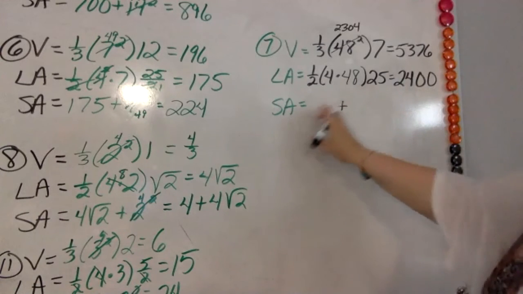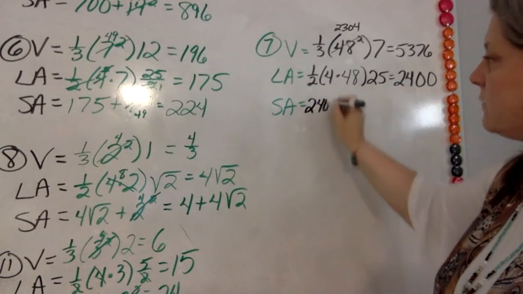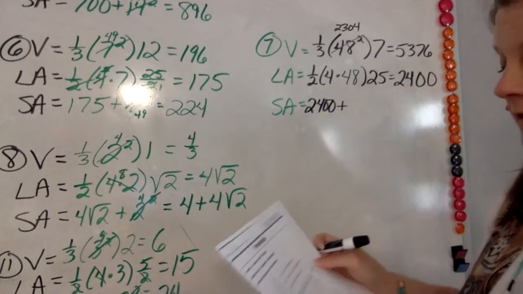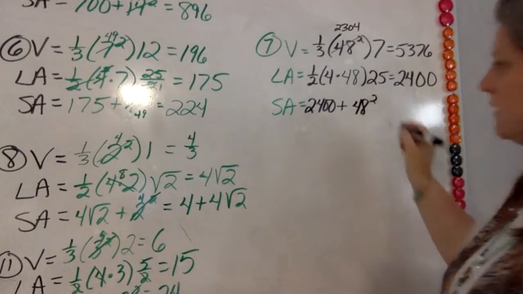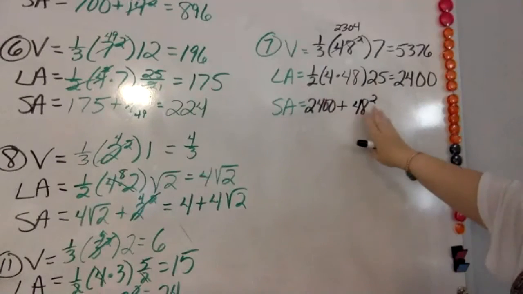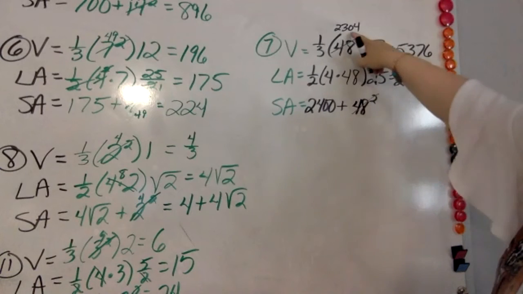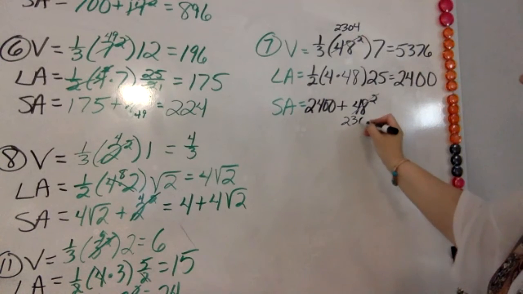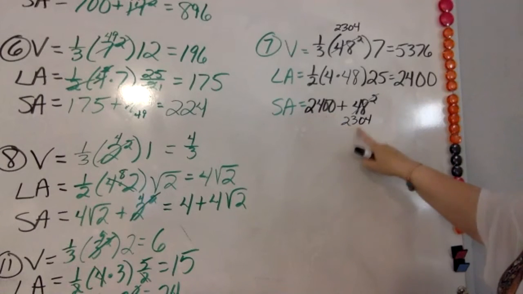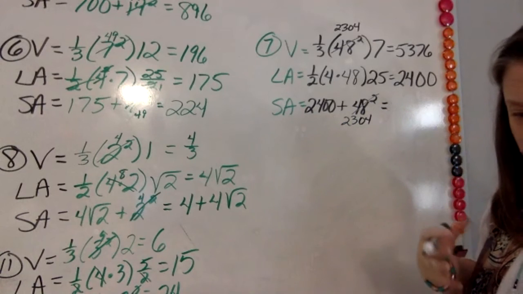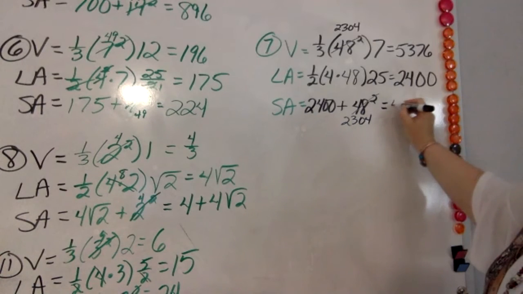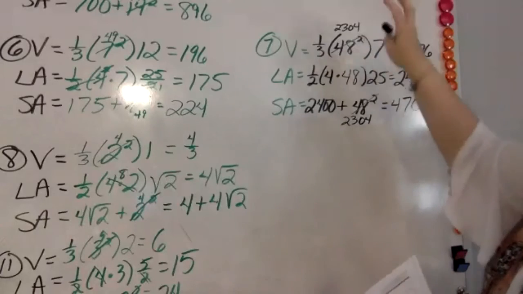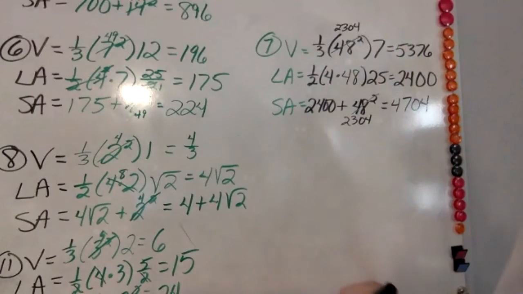So for my total surface area, I take my lateral area, 2,400, and I add the area of the base. Remember, our bases are square, so to find the area of the square, you take the length of its side squared. So I have 2,400 plus 48 squared. Now we had already figured out 48 squared up here when I was solving my volume. It was 2,304. So I'm adding 2,400 to 2,304. So I get my total surface area, 4704. Yep, 4704. Okay, so that is finding your volume, your lateral area, and your surface area for square pyramids.